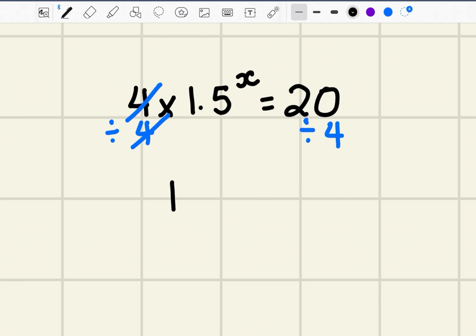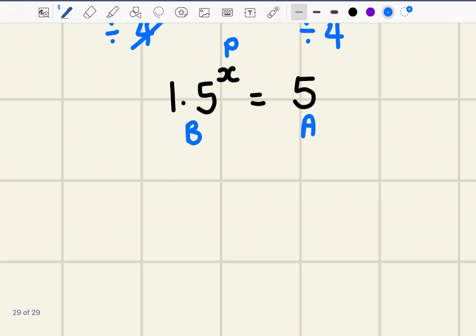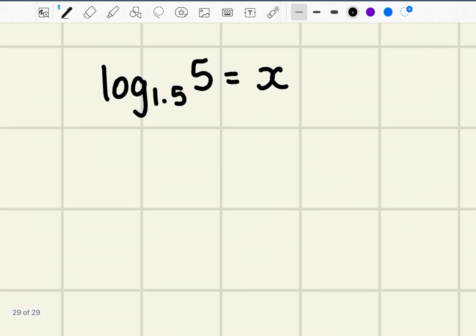So I get left with 1.5 to the power of x is equal to 5. Now I'm going to label my equation. So 1.5 is my base, x is the power, and 5 is my answer. And then I can rewrite this in log form. Log base 1.5 of answer 5 is equal to x. Now I've got my x by itself, which is really good.